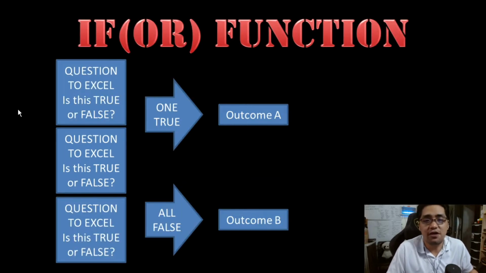However, because of the OR function, we are able to perform more complex logical tests. You see in this diagram, you have multiple conditions, multiple logical tests. Microsoft Excel is going to test each and every one of them. In the OR function, in this case we have 3 examples, but this can be up to 255 different logical tests. If even one of them is true, then you go to outcome A. If all of them turn out to be false, then you have outcome B.